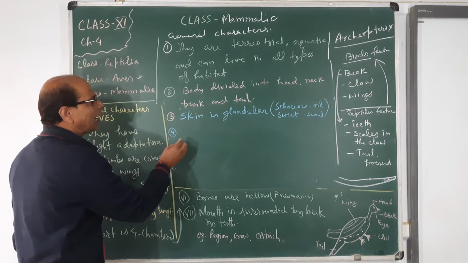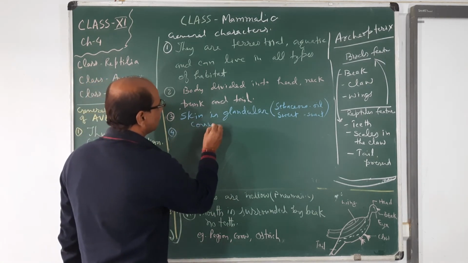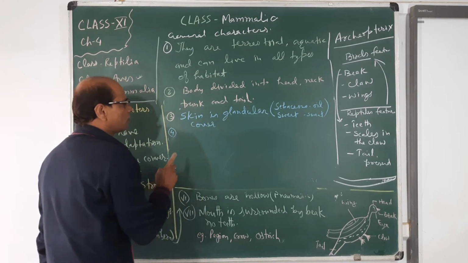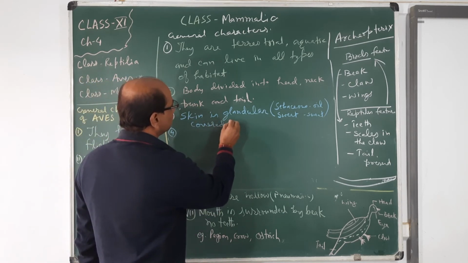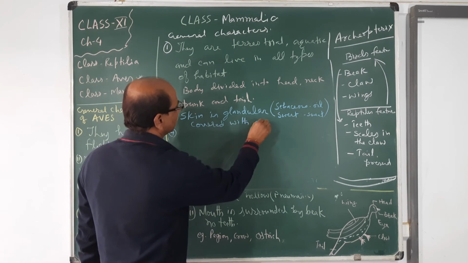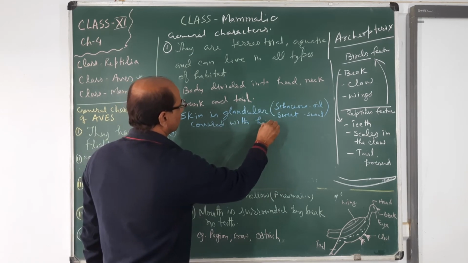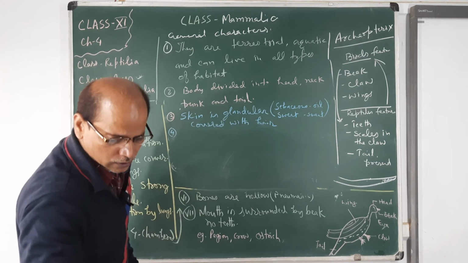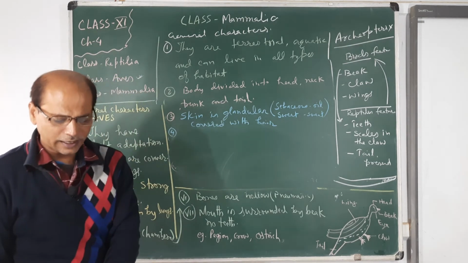Number 4, covered with hair. It is also the main character of mammals, covered with hair. Okay, so the body is covered with hair.